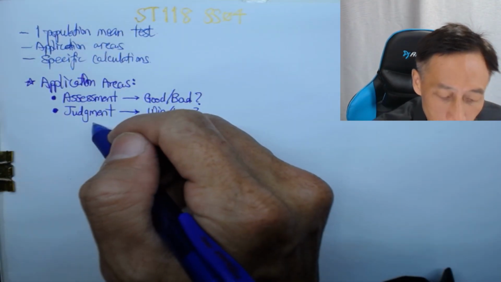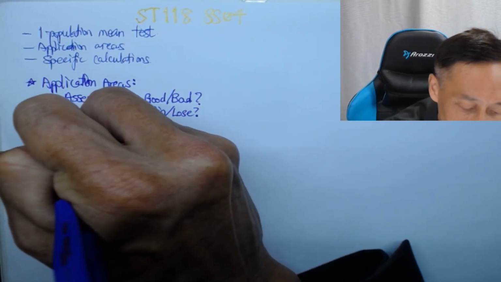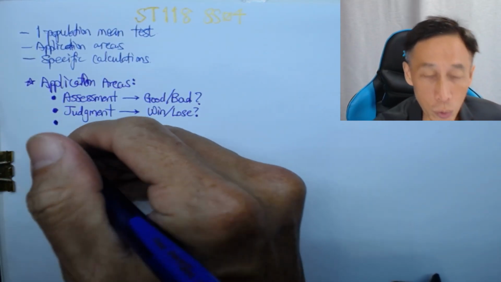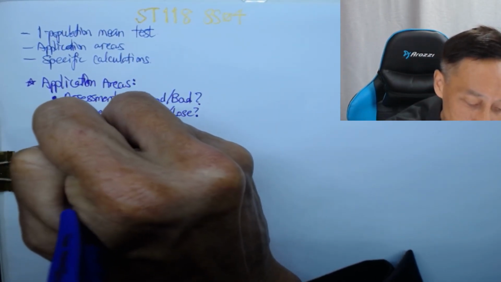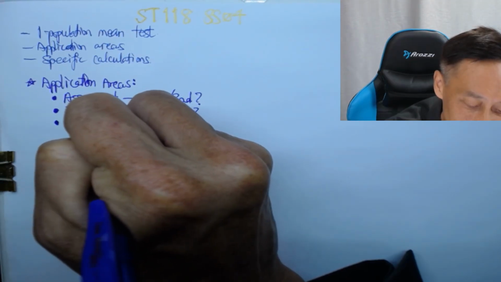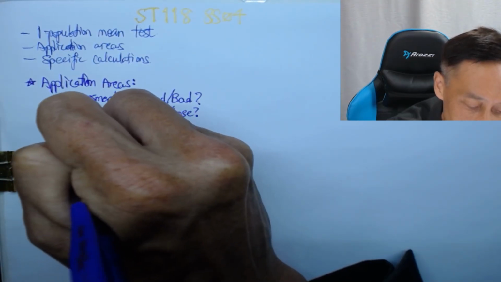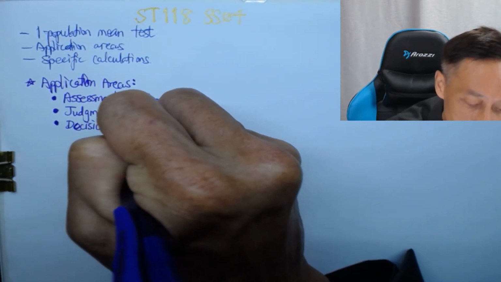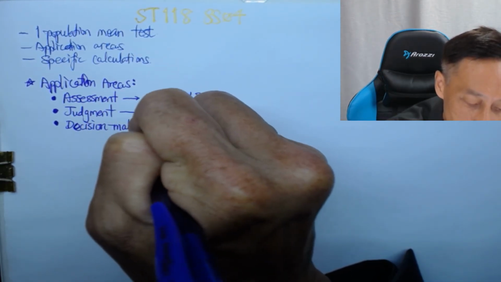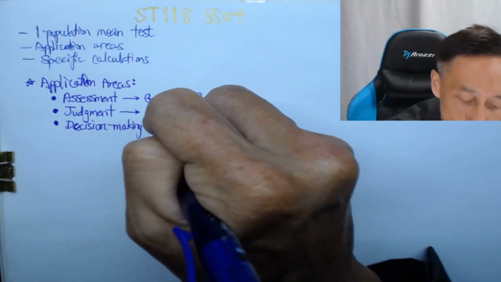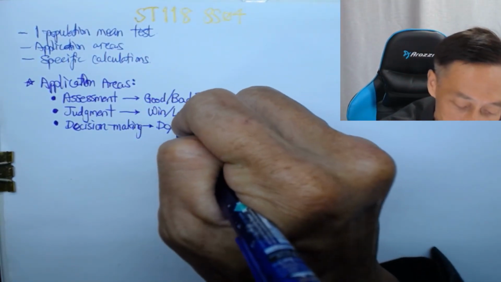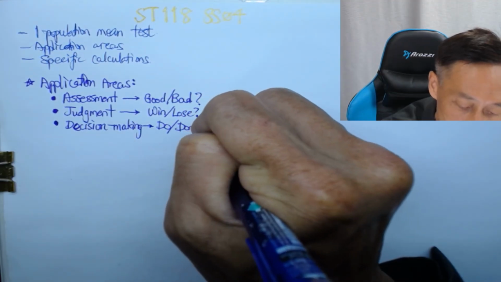So that is another category, and the third category I can offer you is decision making. So when you need to decide to take action, then you want to consider one population mean test. So do or don't do.